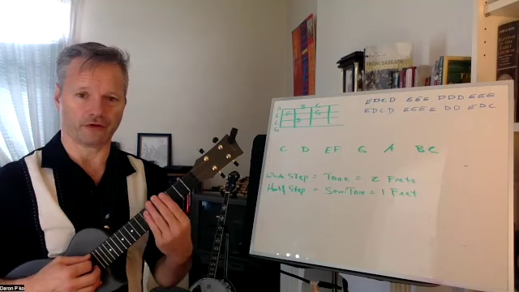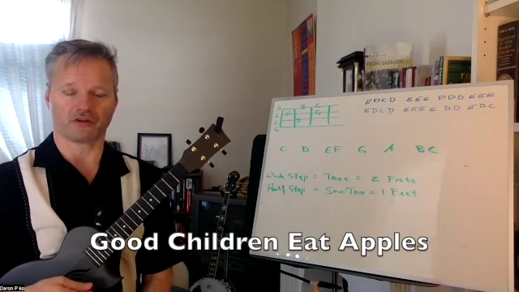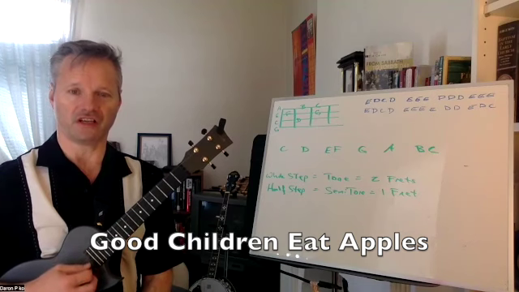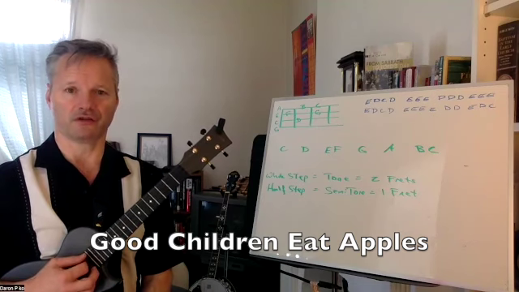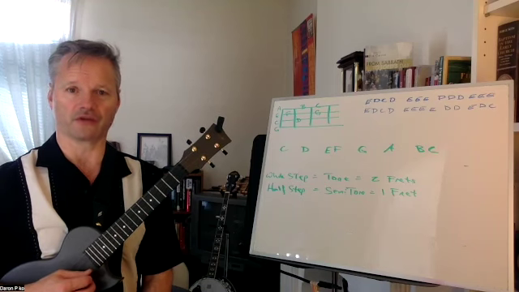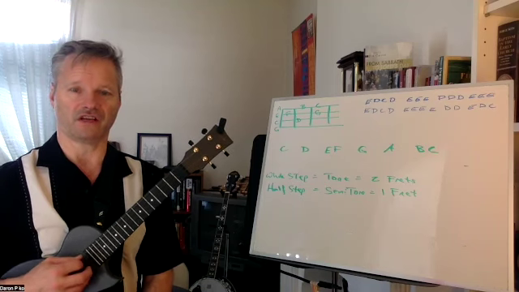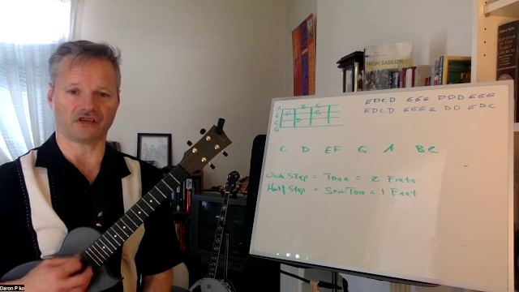Hopefully you've been reviewing the names of your strings every time you practice, playing from the bottom to the top: G, C, E, and A. Once you've got these memorized well, good children eat apples, G, C, E, A, you can work on doing them backwards: A, E, C, and G. G, C, E, A, E, C, G.